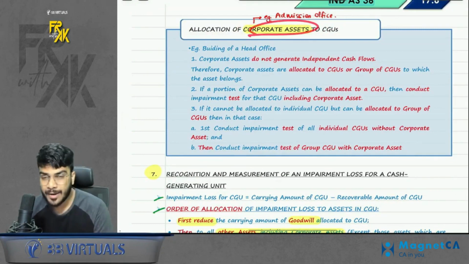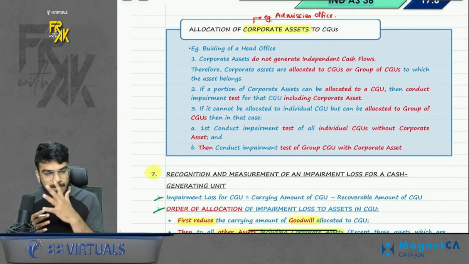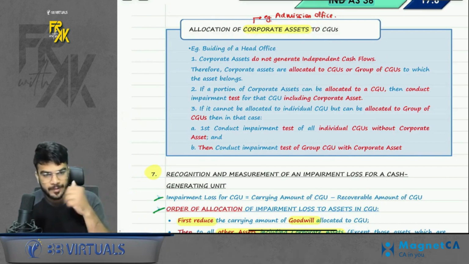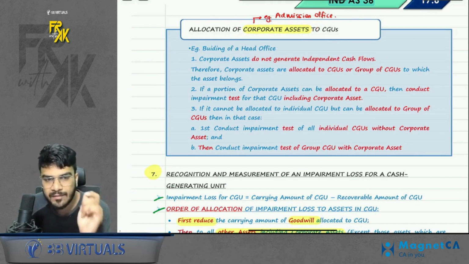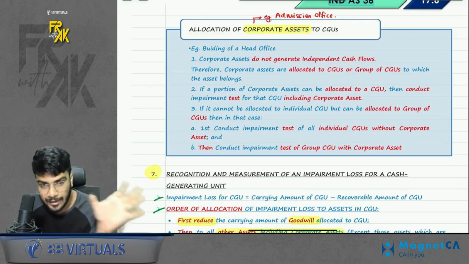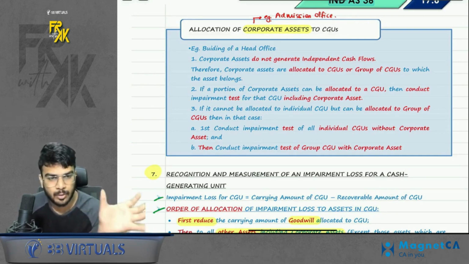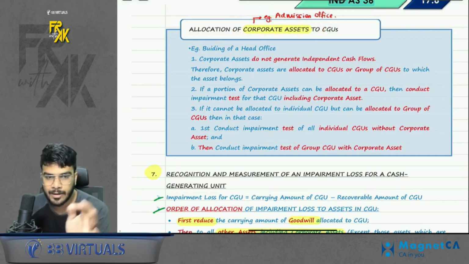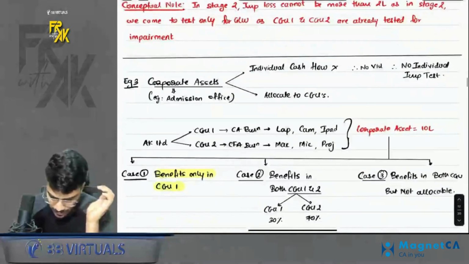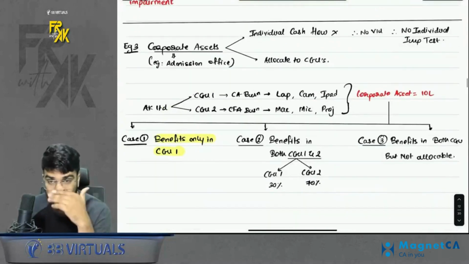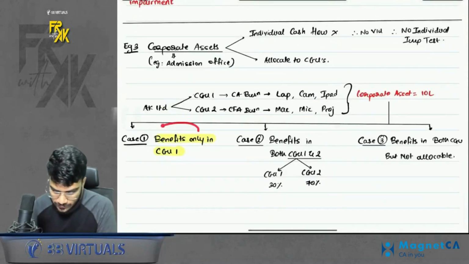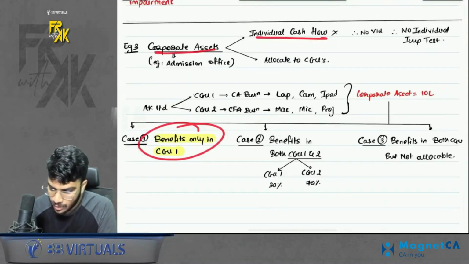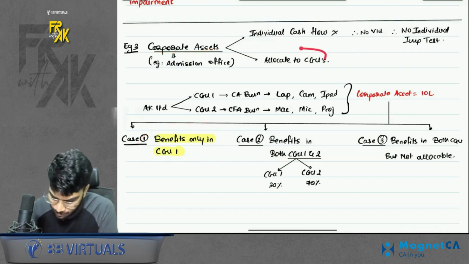Sometimes I have some corporate assets, like for example, in my teaching business, I have a let's say office where the students come and take admissions. So that office does not have any independent cash flows, but that office will assist my teaching business to generate cash flows, right? So such corporate asset will also have to be allocated to CGUs, right? So here also there are 3 cases like goodwill only. Case 1, corporate asset, individual cash flow not available, so no value in use, therefore allocate to CGUs.